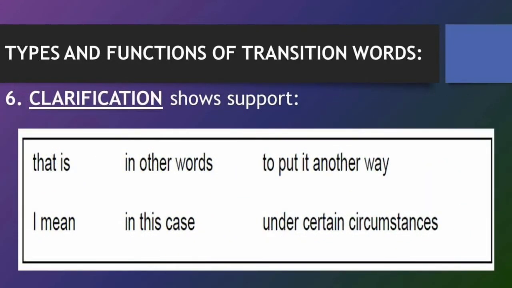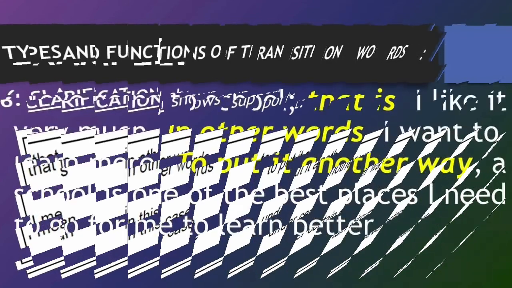Number 6 is clarification. It shows support. Again, it shows support. Examples that we have are that is, I mean, in other words, in this case, to put it another way, and under certain circumstances. Okay, so let's check the example for these transition words.